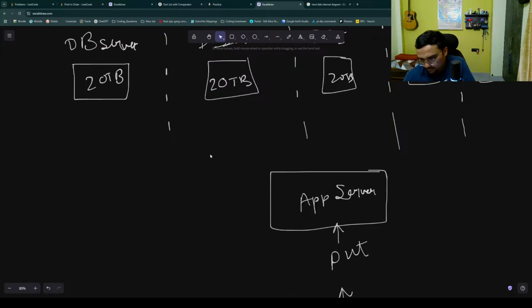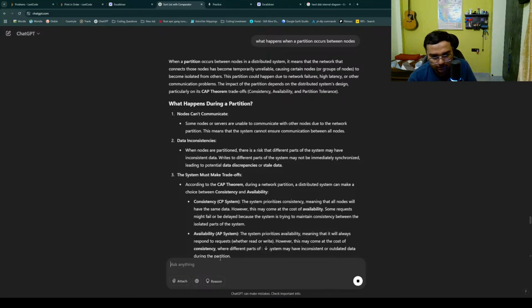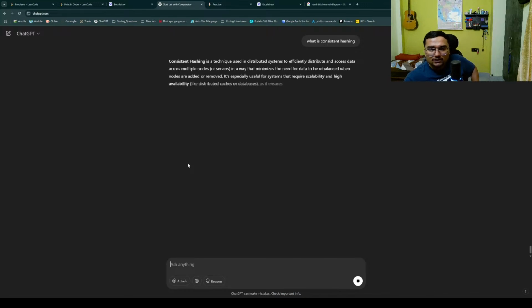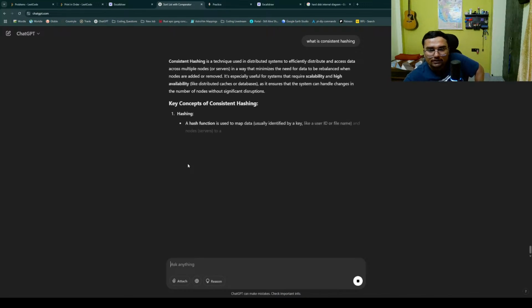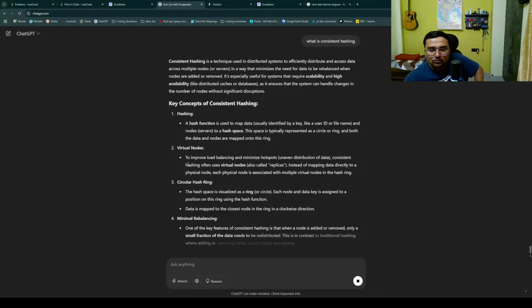I don't have it. Okay, let's see what consistent hashing is from ChatGPT. What is consistent hashing? Consistent hashing is a technique used in distributed systems to efficiently distribute and access data across multiple nodes or servers in a way that minimizes the need for data to be rebalanced when nodes are added or removed. It's especially useful for systems that require scalability and high availability.